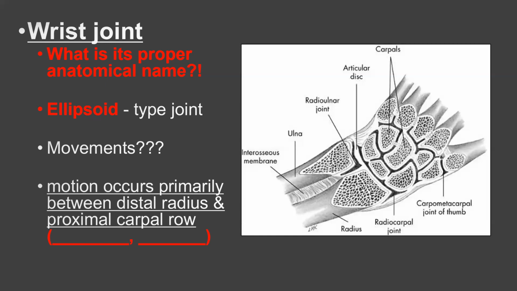So the radiocarpal joints are all ellipsoid. And again, those ellipsoid joints have 2 degrees of freedom: flexion extension, radial ulnar deviation. So sagittal frontal plane movement, no transverse movement. Radial ulnar joint has transverse plane movement, but that's it.